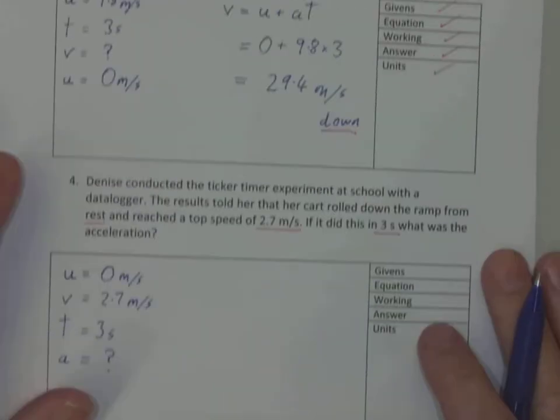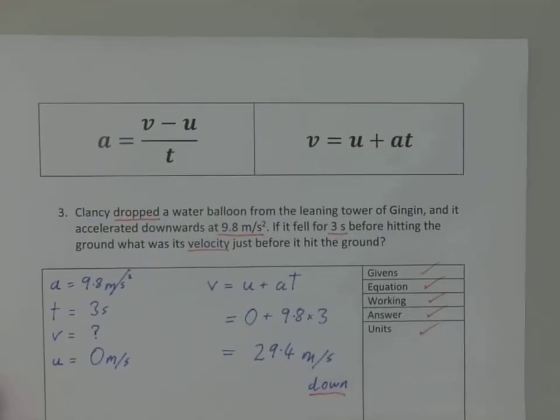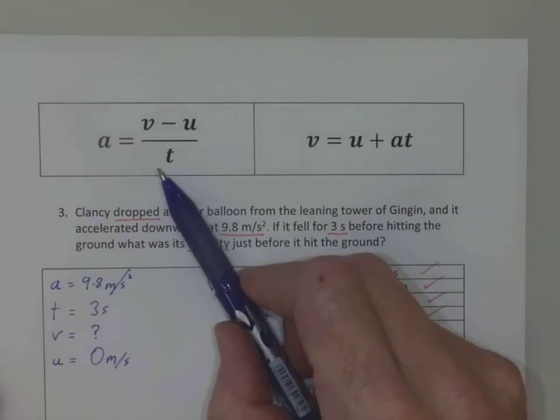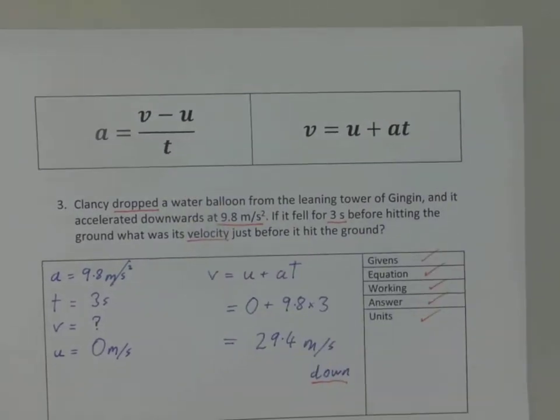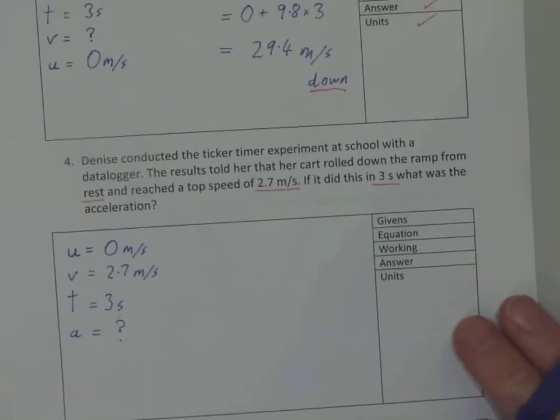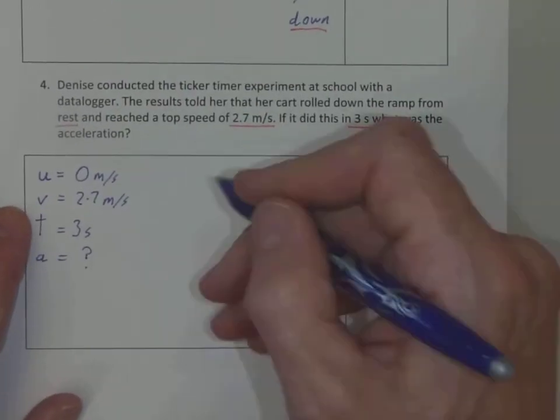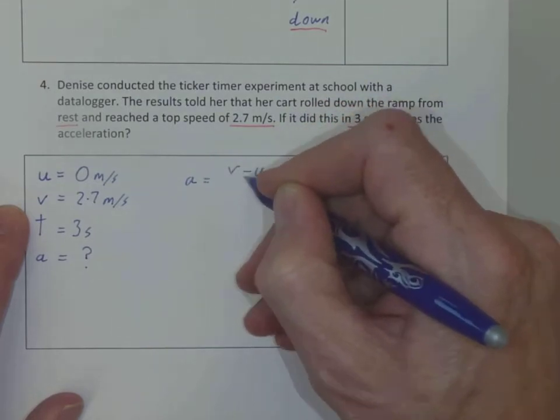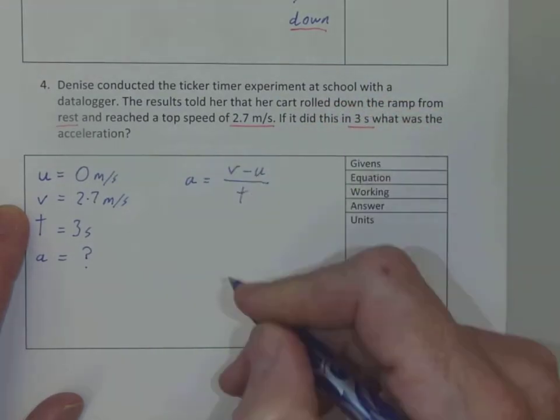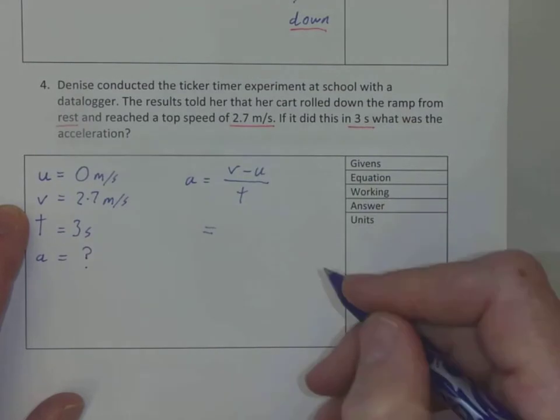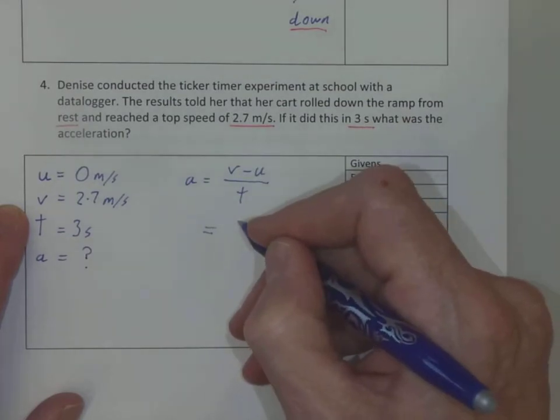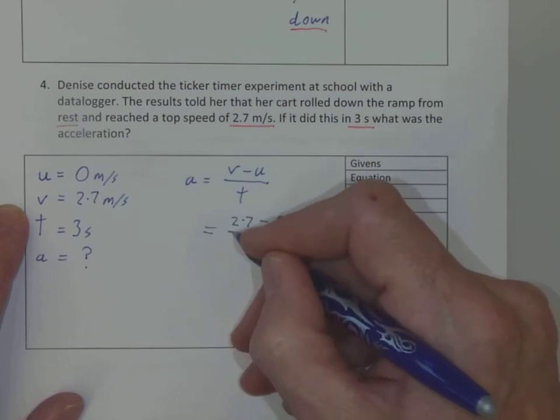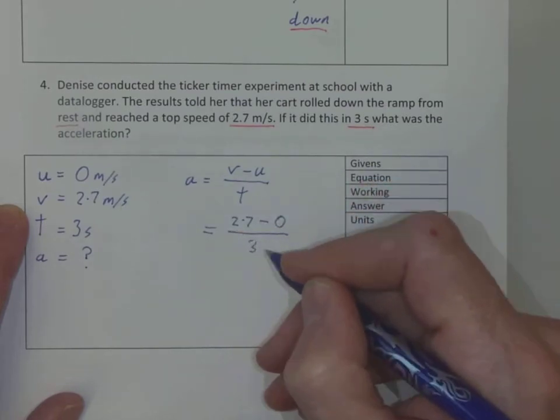Okay, the equations we have at our disposal are these ones. We want the acceleration. In this equation here, we've already got the acceleration on the left-hand side of the equation, so we might use that one. That's the one that will probably be the best one for us to use. So we say A equals V minus U over T. So we've shown our equation. We show our working now. We've got 2.7 minus 0 over 3.